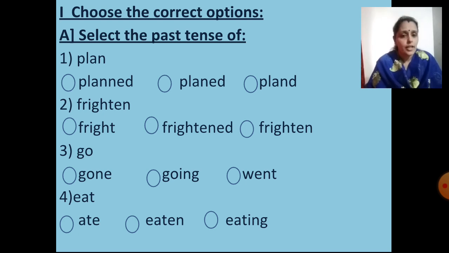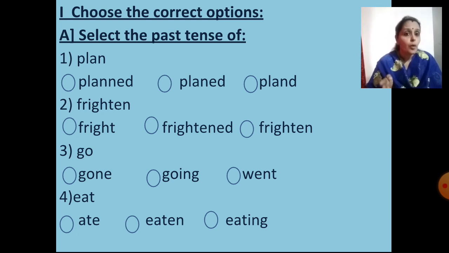Choose the correct options. Select the past tense of the words. There are some words given from the lesson. We have to select the correct past tense of that word. The first one is plan, P-L-A-N. So what will be the past tense of plan?